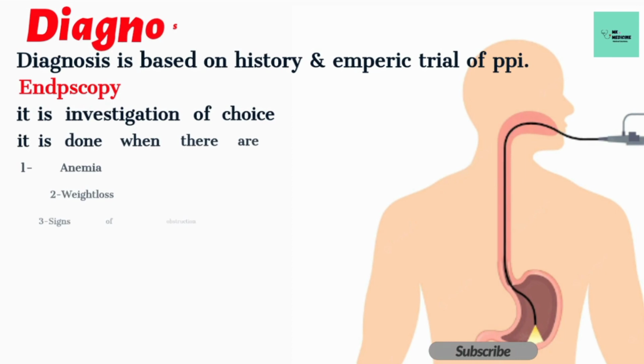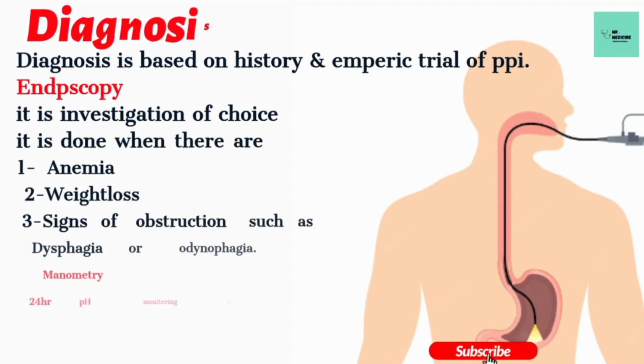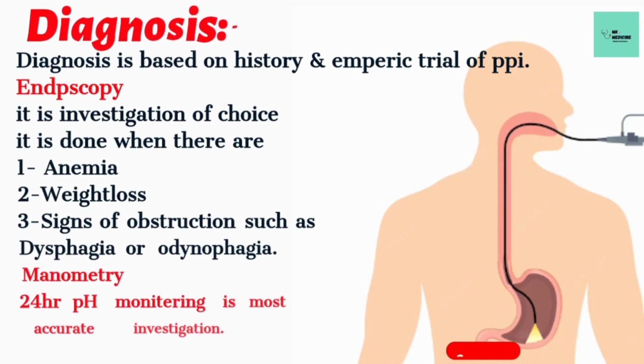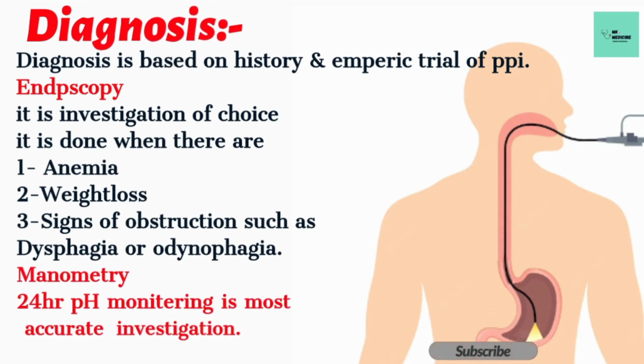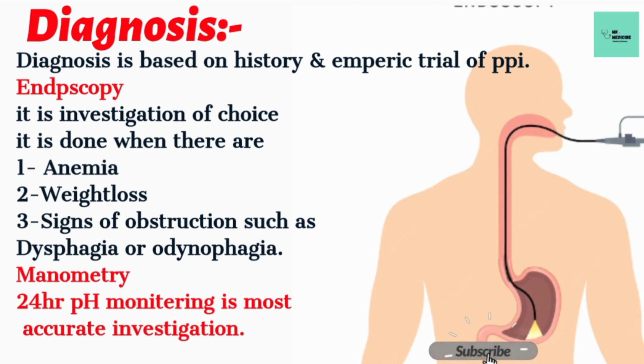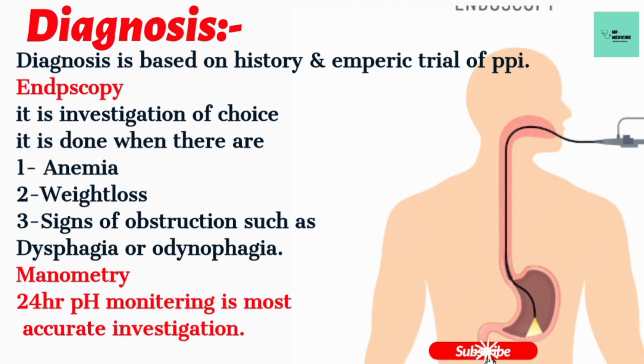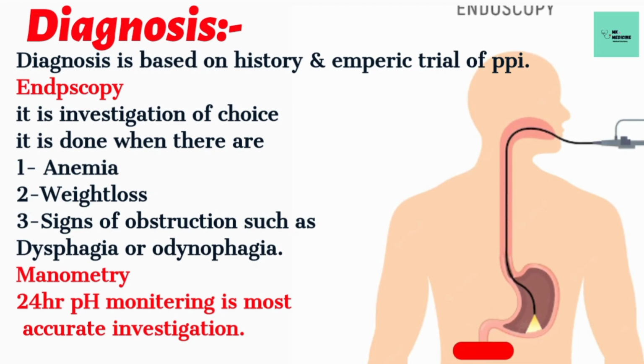Now, diagnosis of GERD. Diagnosis of GERD is based on history and an empiric trial of PPI, and we also perform endoscopy. It is the investigation of choice. It is done when there are alarming features, like when the patient has anemia, weight loss, or signs of obstruction such as dysphagia or odynophagia along with GERD. And we also perform manometry. It shows decreased lower esophageal sphincter tone in GERD.